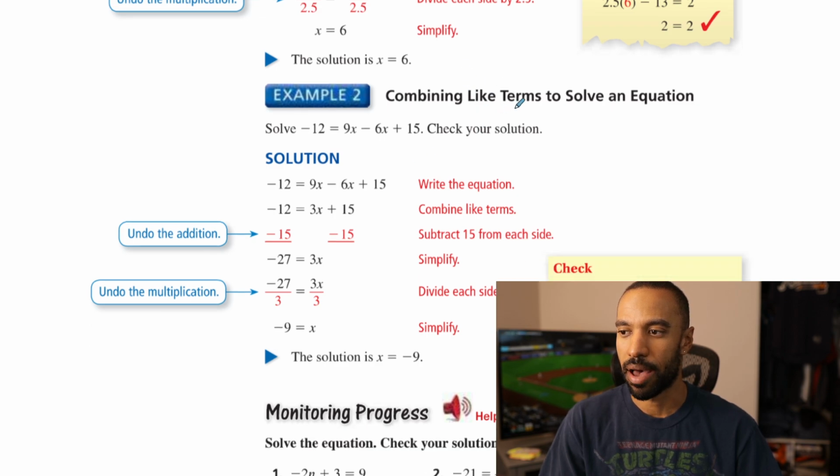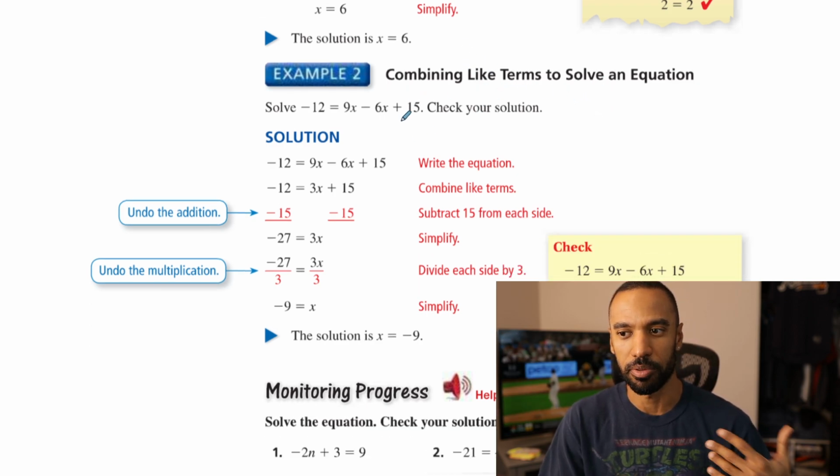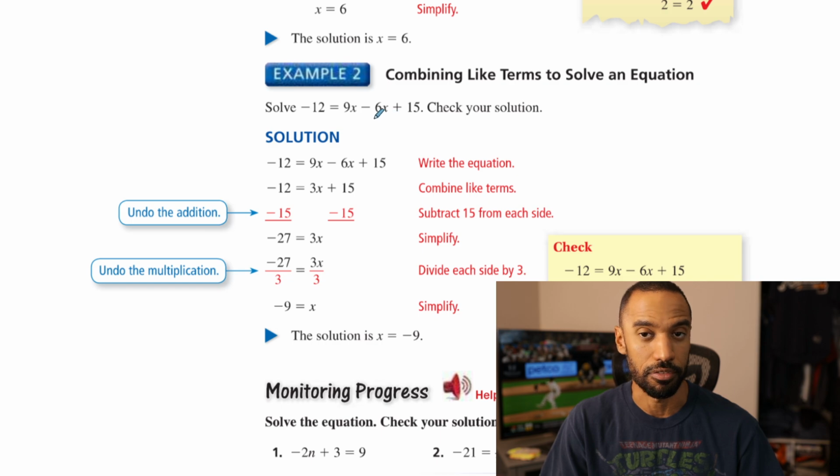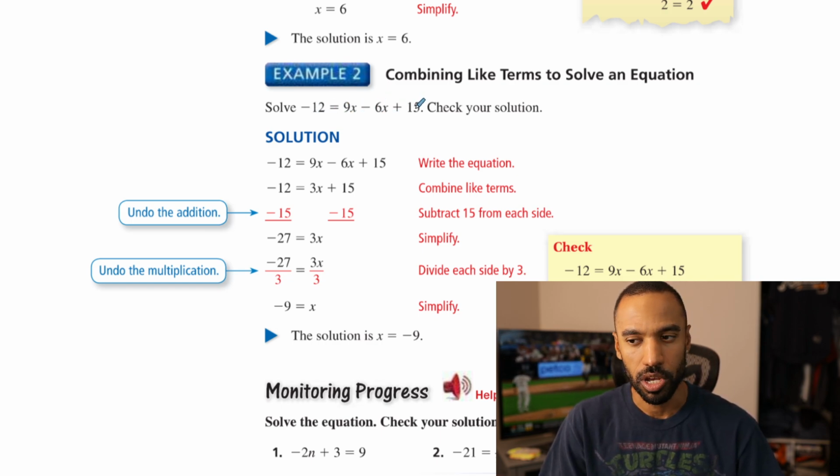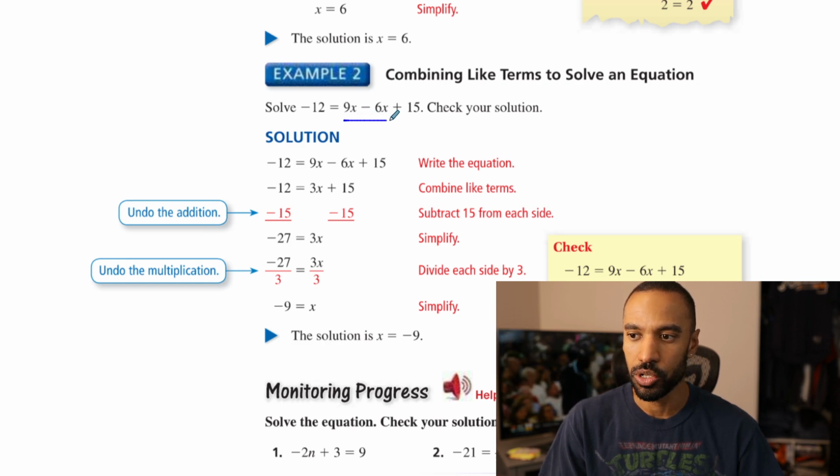Second example, combining like terms to solve an equation. This is where simplification might have to start off the problem. Negative 12 equals 9x minus 6x plus 15. Let's solve for x. But what's the first thing that they do? They combine like terms. 9x minus 6x combines to become 3x.